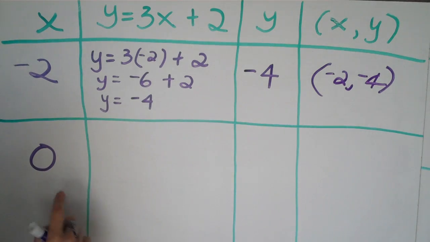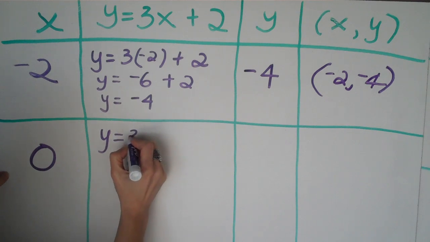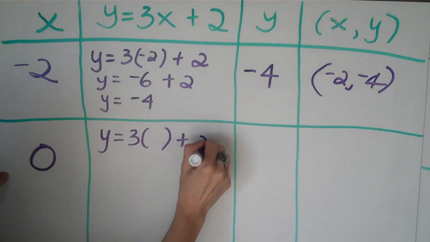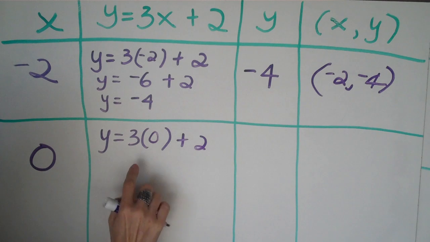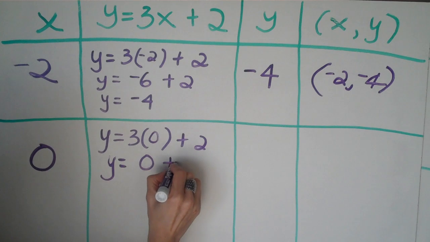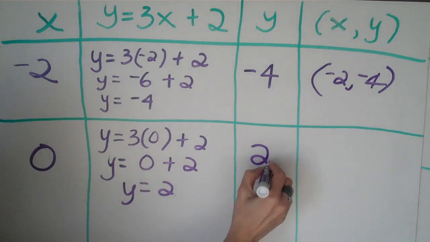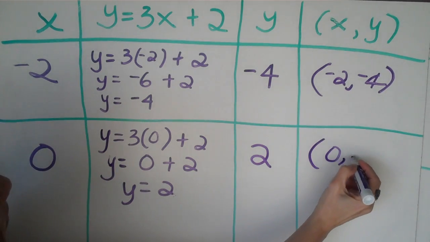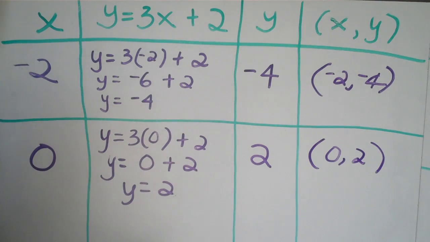And then we now have our xy coordinate, which is -2 and -4. Simple. So let's do it again with the 0. Now our x is 0. So again, we're going to start with the basic equation, 3 times x plus 2. And now we're saying our x is 0, so we're going to plug in our 0. So y equals 3 times 0, which is 0, plus 2. So y equals 2. So our y is 2 when our x is 0. So our coordinates are 0 and 2, because we always remember it goes xy, xy, right?